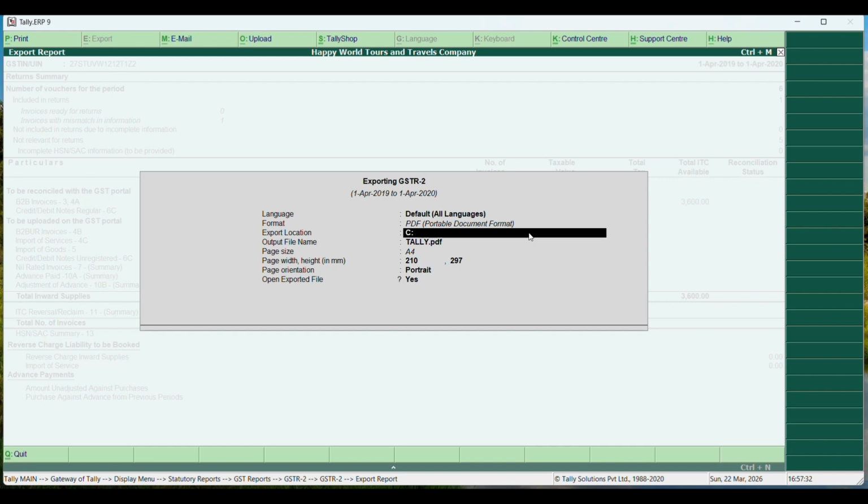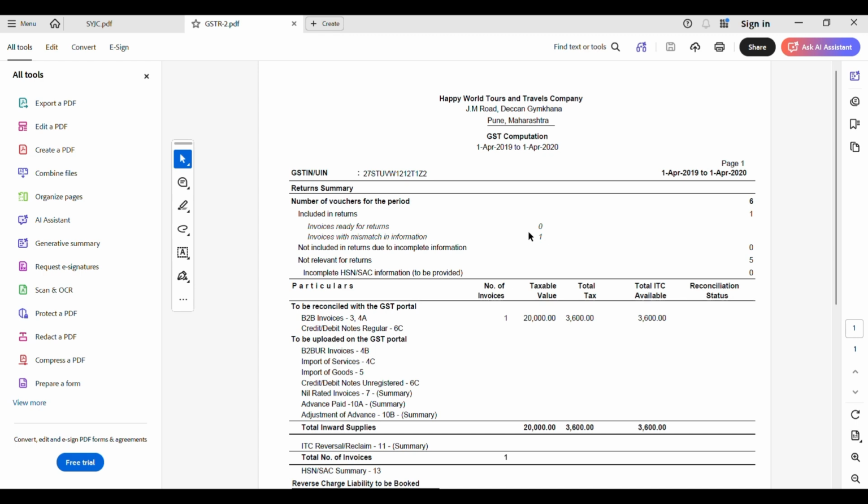I want it in the Tally outputs location. So C:, users/HP/desktop/, then Tally outputs. This will be the folder where I'll receive my outputs. So this is GSTR2.pdf. This is the name of the file which I want. Rest all remains the same. Yes. So this is the final output which I will be receiving.